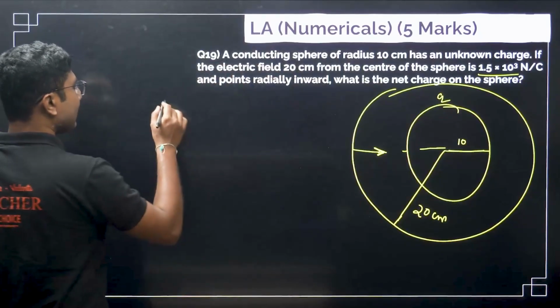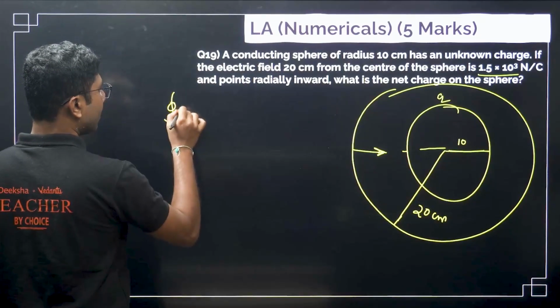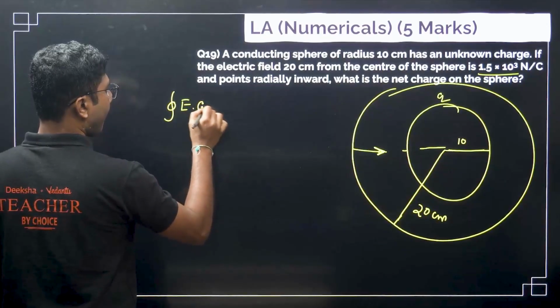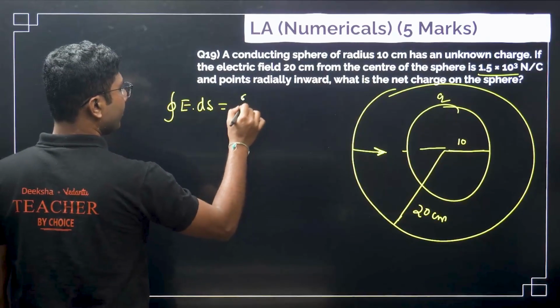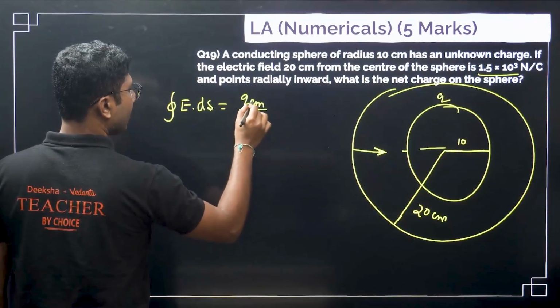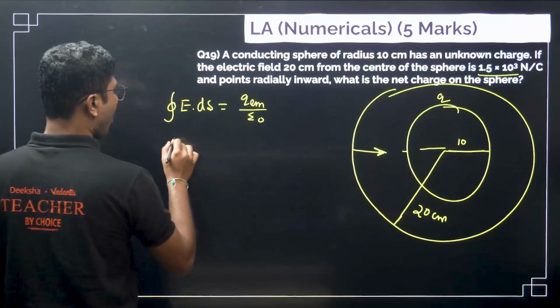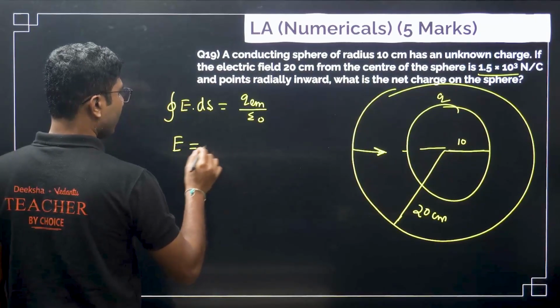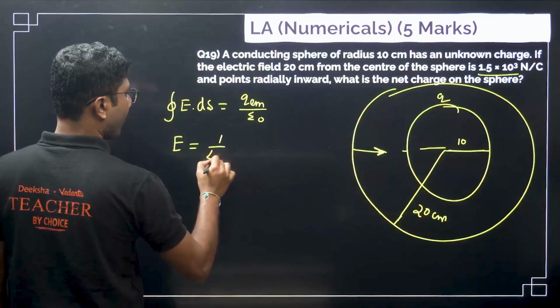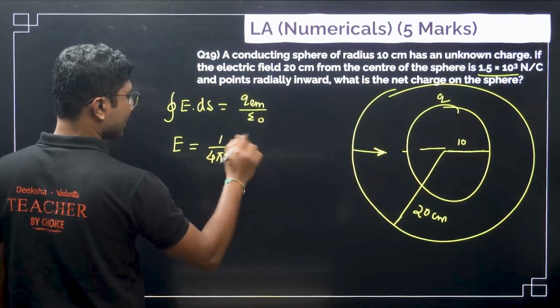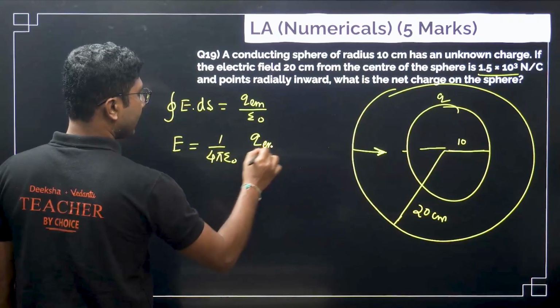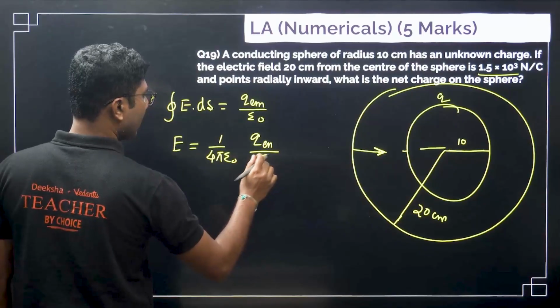So what is the formula? Gauss's law: E dot ds equals Q enclosed by epsilon naught, or E equals 1 by 4 pi epsilon naught, Q enclosed by r square. The derivation we have just done, so I am just writing it.